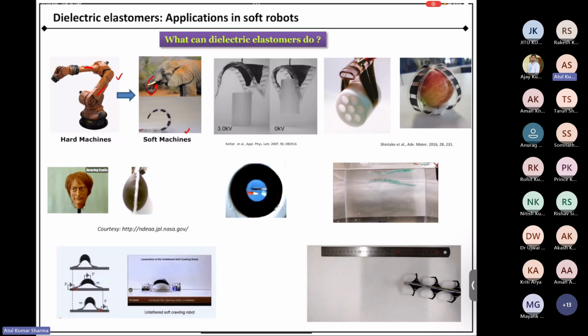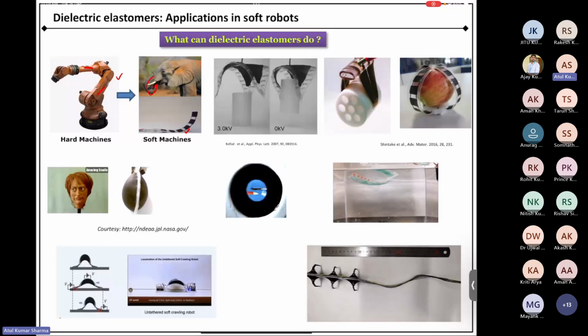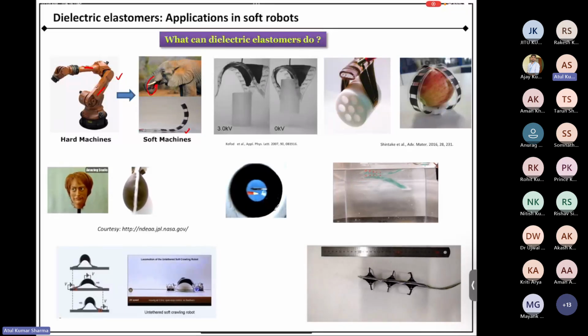So this hard machine can be replaced by a soft machine easily. But there are certain other problems as well. For example, load carrying capacity and such things are limited in the soft grippers as well.